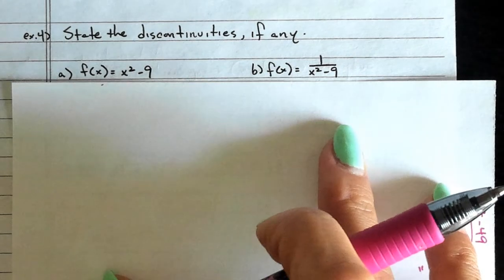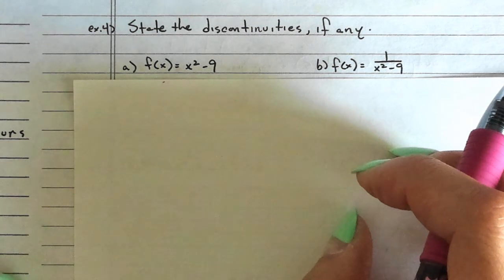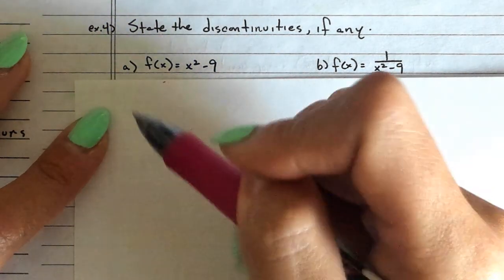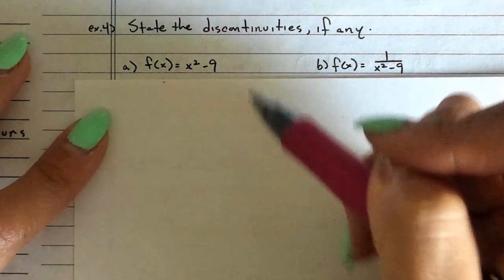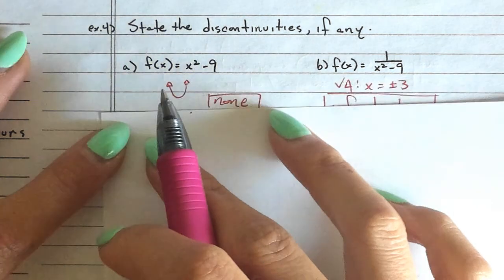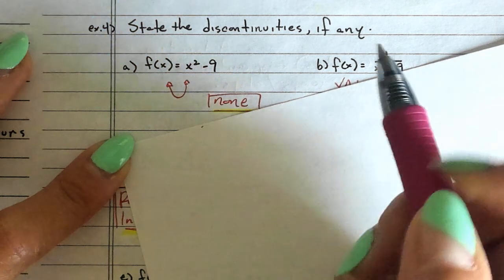Okay, so the next part, find the discontinuity, if any. You don't have to graph these to know whether they're continuous or not continuous, okay? You know what this looks like. This is a parabola that goes up, and it's like, here's the xy axis, and it goes up and it crosses at y equals -9. But it's okay, it's continuous, we can tell. So we can just say none. So I draw myself a little picture to remind myself, no discontinuity.